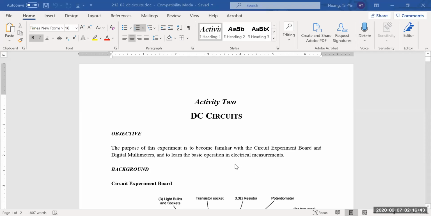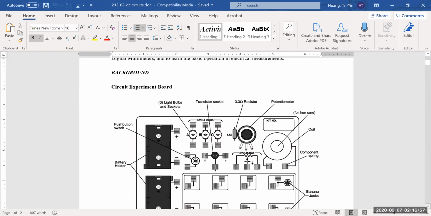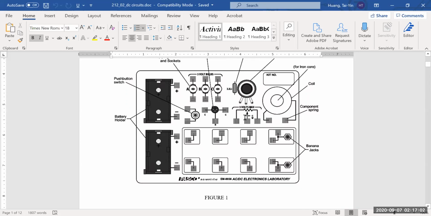So the file, once you open it, is this. The purpose of this experiment is to become familiar with the circuit board, and also how to use voltmeters, and also learn the characteristics of DC circuit. If you were in the lab, you'll be given this electronic board. So let's get familiar with some of the components on this board.